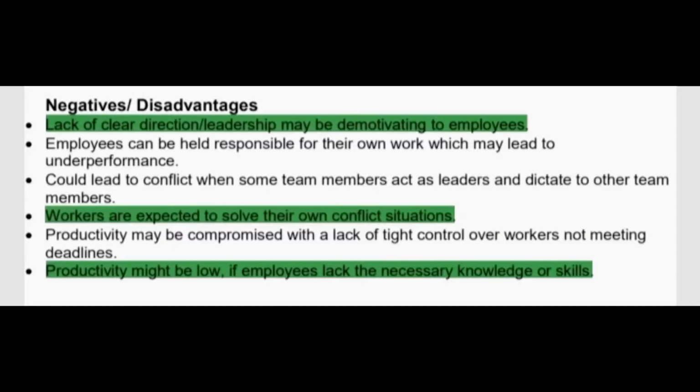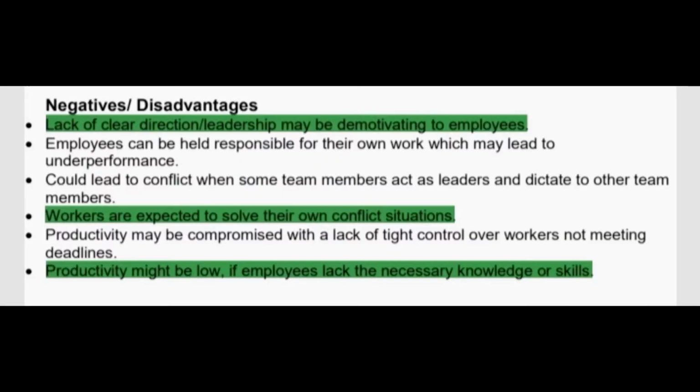Lack of clear direction may be demotivating to employees. Let's say the employees don't have a clear direction. Okay, let me not say the employees, but the leadership. Let's say the leadership doesn't have a clear direction. That can be demotivating to employees. That's the negative impact of free rein. Then number 2 that you must know. Remember, on the positive we know only 2, and on the negative I want us to know 3. Workers are expected to solve their own conflicts.